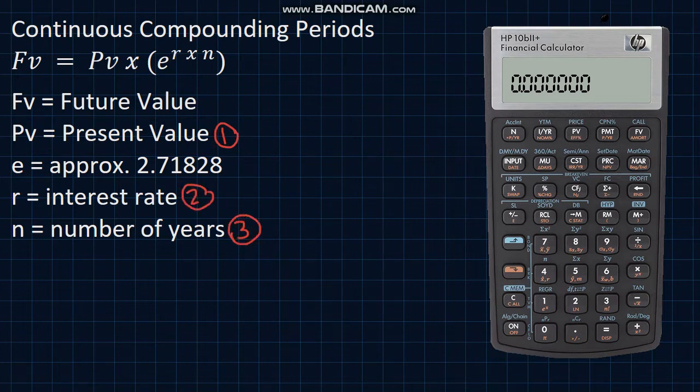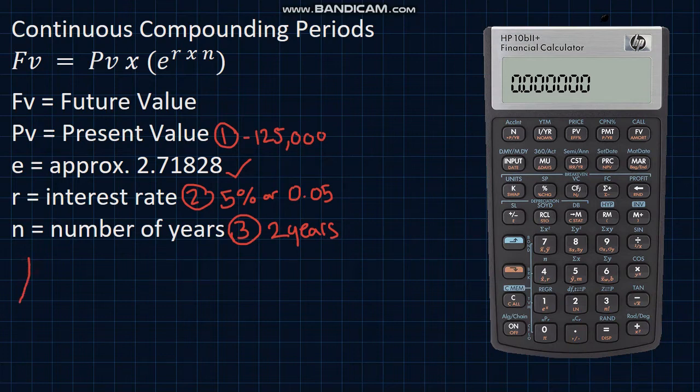Firstly, identify the required variables: the present value, PV, the interest rate, R, and the number of years, N. For the present value, let's use 125,000. For the interest rate of 5% or 0.05 and 2 years of continuous compounding. E is equal to approximately 2.71828. However, your financial calculator has this embedded in it already.